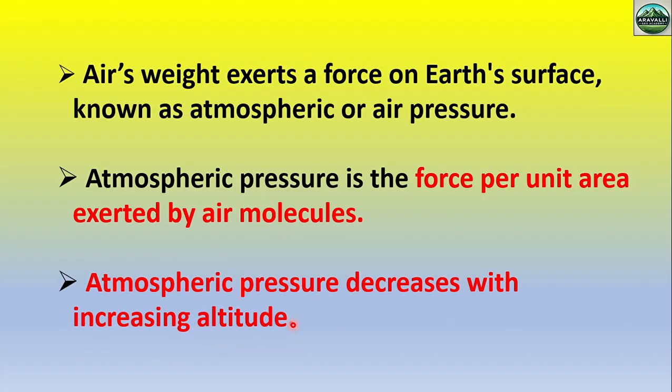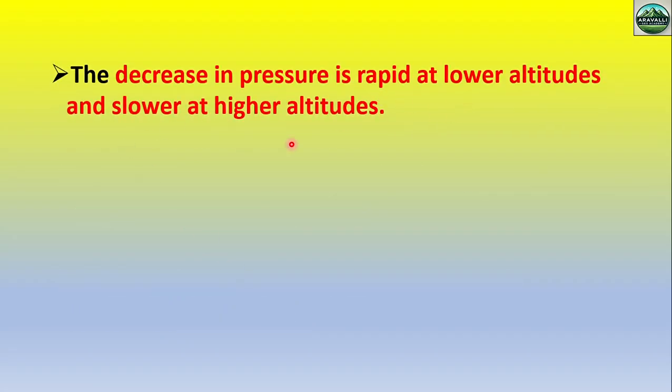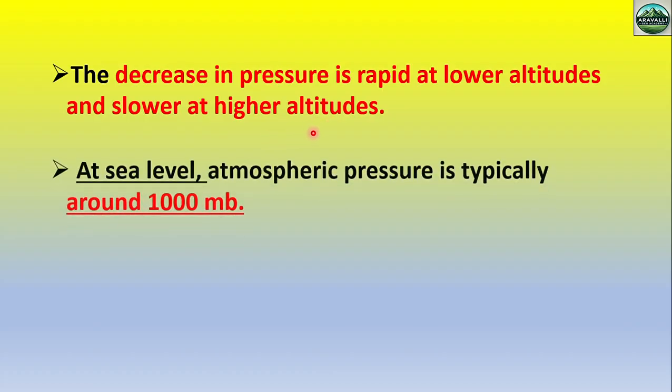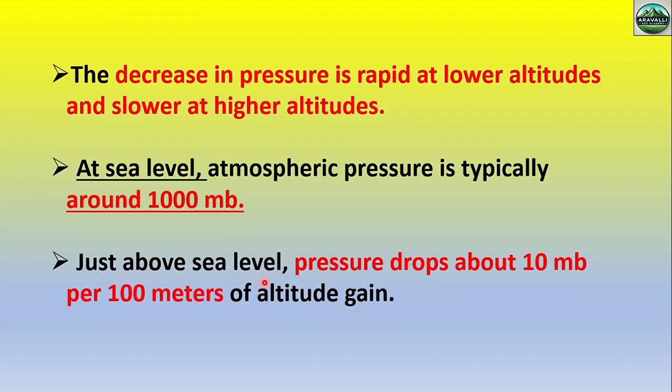Atmospheric pressure decreases with increasing altitude. We know that density also decreases with increasing altitude. The decrease in pressure is rapid at lower altitude and slower at higher altitude. At sea level, atmospheric pressure is typically around 1000 millibar, and just above sea level, pressure drops about 10 millibar per 100 meters. It means 100 millibar per 1000 meters.